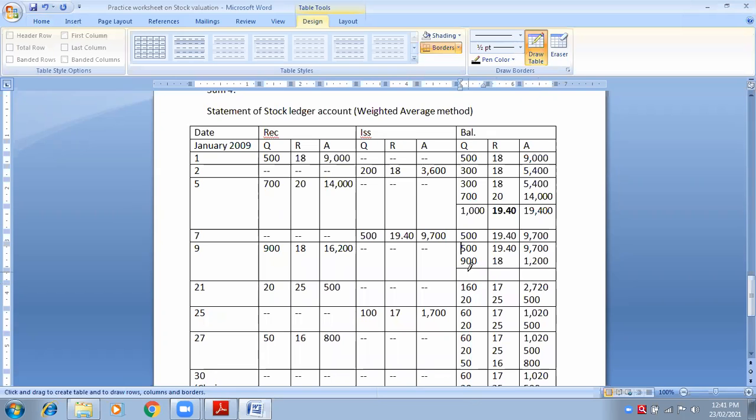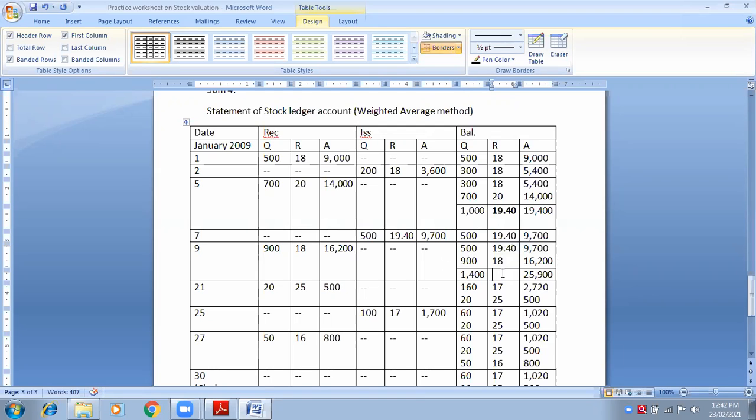Have you seen how I did that? Only in the last column you have to draw the line. So now you have to literally add: 500 plus 900 is how much? 1,400. Now add on the amount: 9,700 plus 16,200 is how much? 25,900. Is it okay now? So now 25,900 divided by 1,400, that is amount divided by quantity.